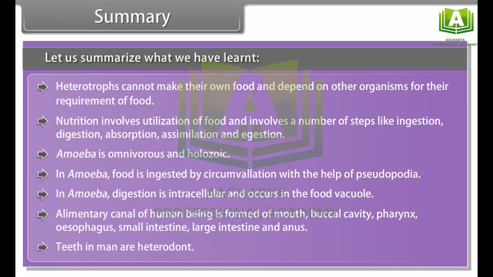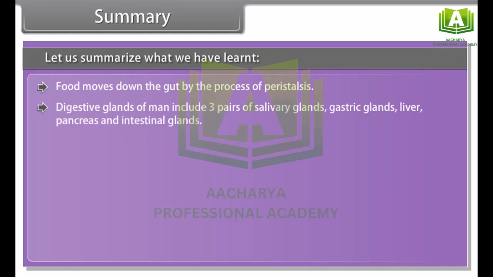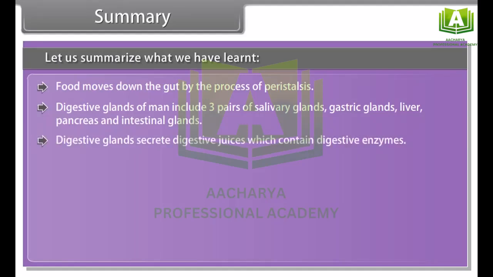Teeth in man are heterodont. Food moves down the gut by the process of peristalsis. Digestive glands of man include 3 pairs of salivary glands, gastric glands, liver, pancreas, and intestinal glands. Digestive glands secrete digestive juices which contain digestive enzymes.